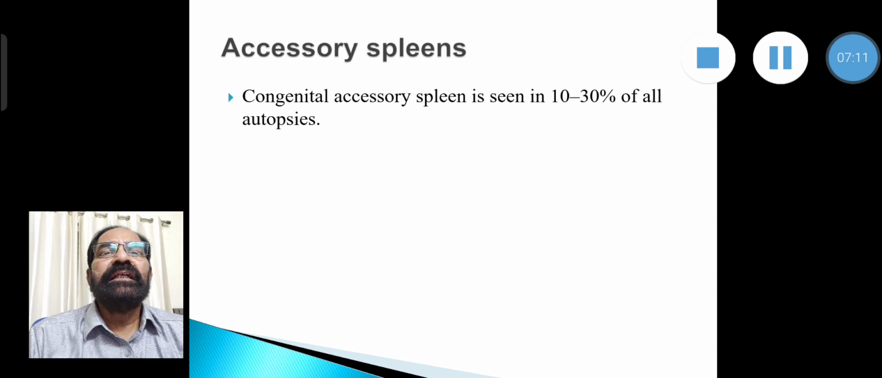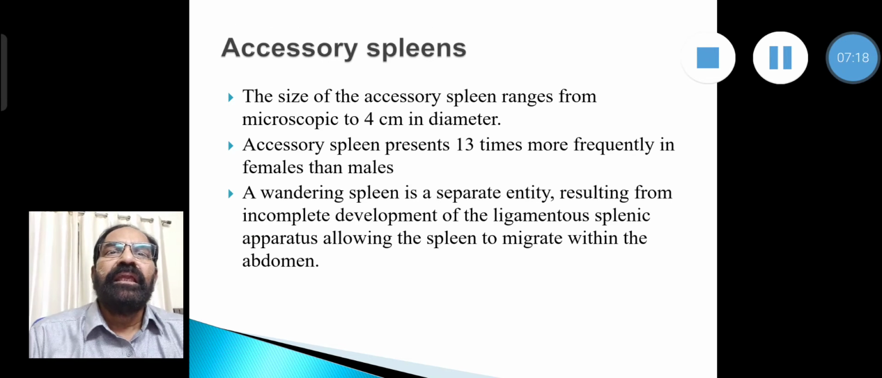Congenital accessory spleen is seen in 10 to 30% of all autopsies. The size of accessory spleens ranges from microscopic to 4 centimeters in diameter. Accessory spleens are present 13 times more frequently in females than males. A wandering spleen is a separate entity resulting from incomplete development of the ligamentous splenic apparatus, allowing the spleen to migrate within the abdomen.